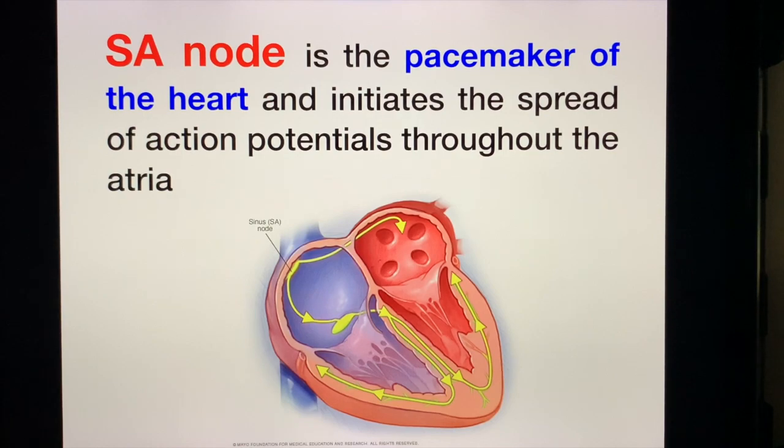So the SA node, bring this to the exam, is the pacemaker of the heart, and it initiates the spread of action potentials through the atria. So here's your SA node found in the right atrium. It initiates the spread of action potentials to your atria. And down here, this is your AV node. Memorize the pacemaker of the heart.